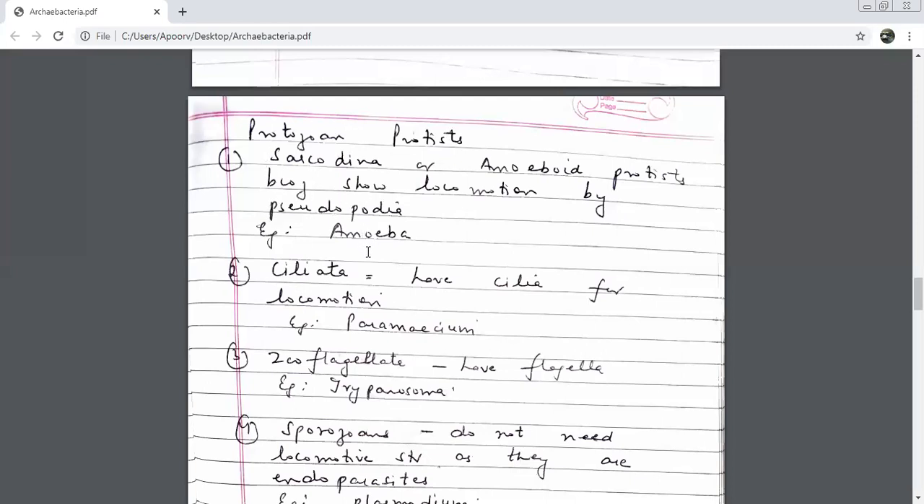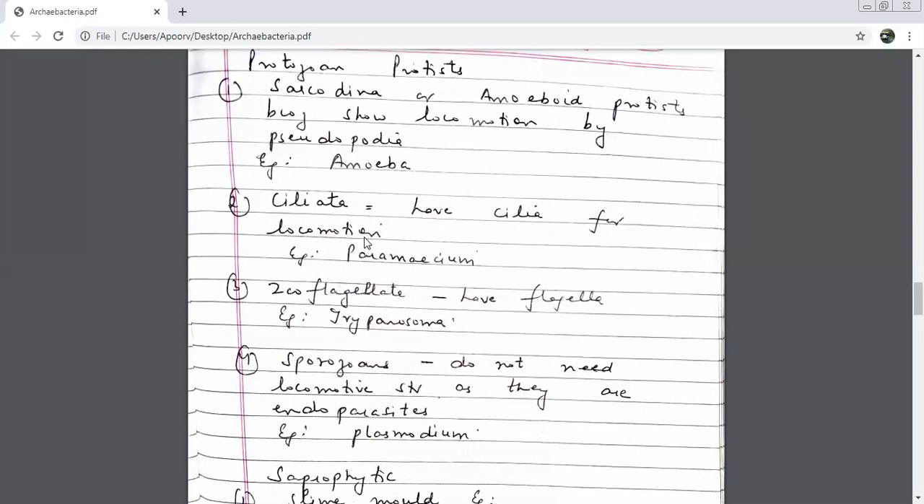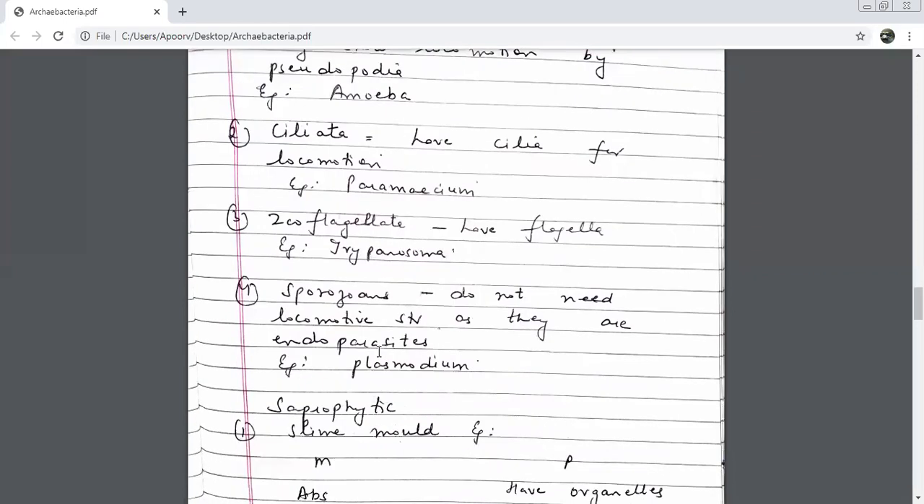The example of sarcodina is amoeba. Let's come to the second division, ciliata. They have cilia for locomotion. See, we are classifying them on the basis of locomotion only. The second one has cilia for locomotion, so we call them ciliata. Example is paramecium. The third category is zooflagellata, because they have flagella. Example is trypanosoma. The last one, sporozoans. Beta, they do not need any locomotive structures. Why? Because they're endoparasites. The example is Plasmodium.